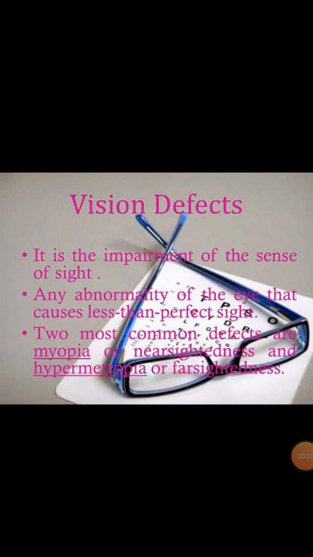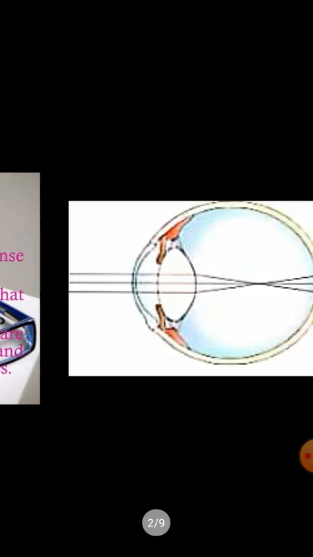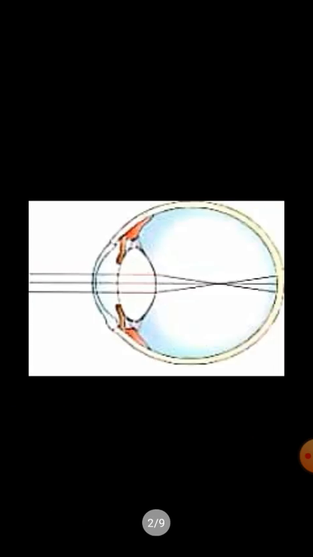Good morning, students. In this module, we are going to learn about the defects of vision. The inability of the eye to see the objects clearly is called defects of vision. These defects are called the refractive defects of the eye because they are caused by the incorrect refraction of light by the eye lens. The common defects of the eye are myopia, hypermetropia and presbyopia. Let's learn about them one by one.